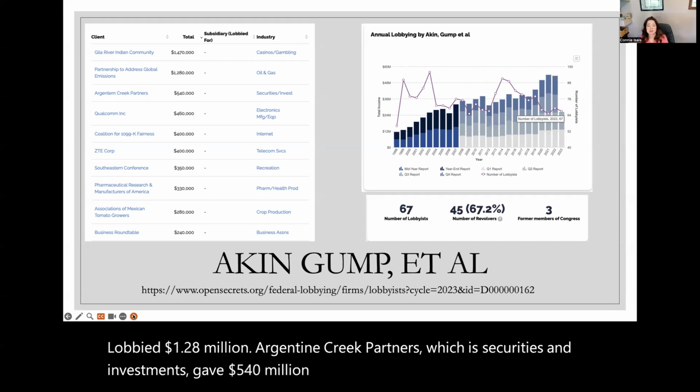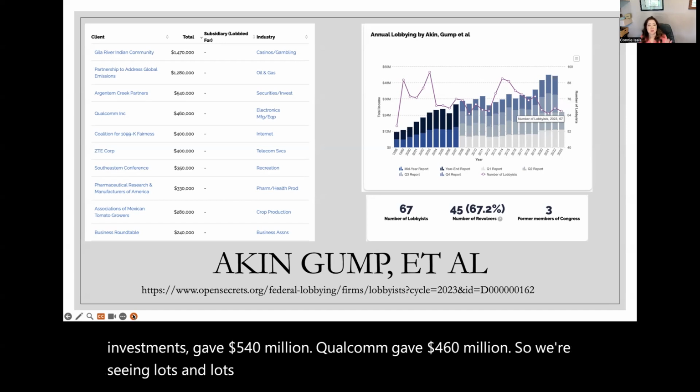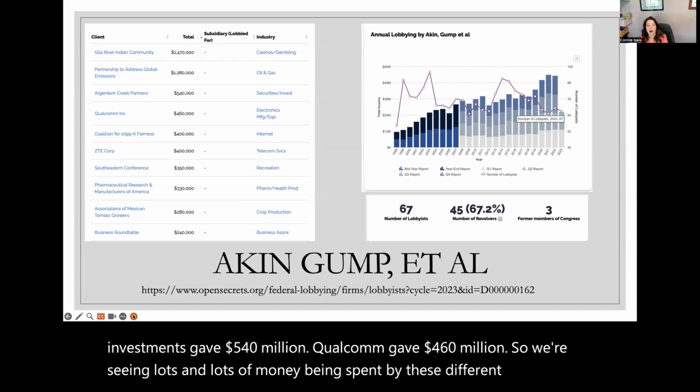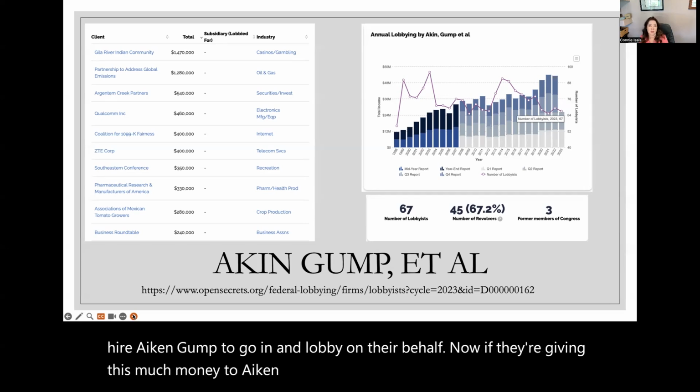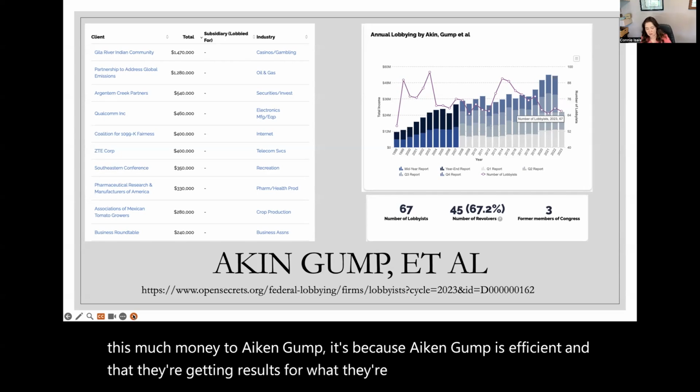Qualcomm gave $460 million. So we're seeing lots and lots of money being spent by these different industries to hire Akin Gump to go in and lobby on their behalf. Now, if they're giving this much money to Akin Gump, it's because Akin Gump is efficient and they're getting results for what they're doing.